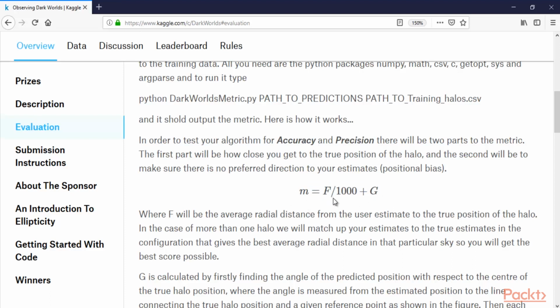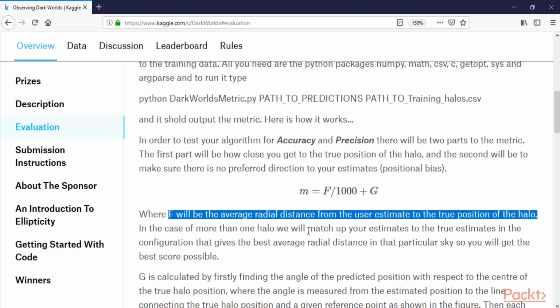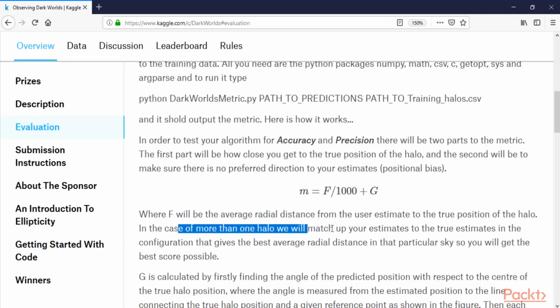M equals F divided by 1000 plus G, where F will be the average radial distance from the user estimate to the true position of the halo. So this is a distance; F will be the distance. In the case of more than one halo, we will match up your estimates to true estimates in the configuration that gives the best average radial distance.